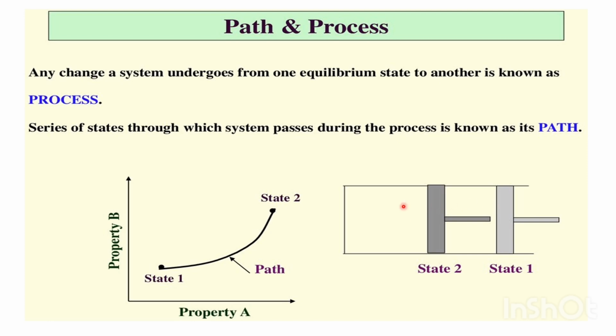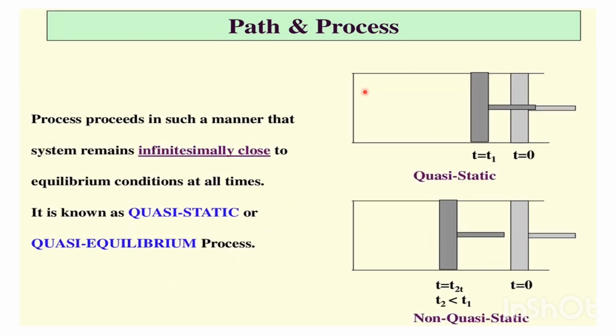To describe a process completely, we should specify the initial and the final states as well as the path it follows. Only then can we describe the process completely. If there is no initial state and final state, or no path, how will we describe the process? Here path means it is moving from state 1 to state 2 or from state 2 to state 1, and its interaction with the surroundings. Then only we can describe the process completely.